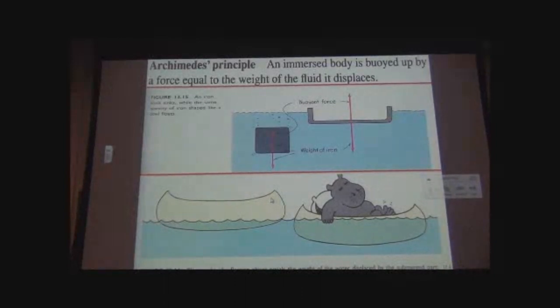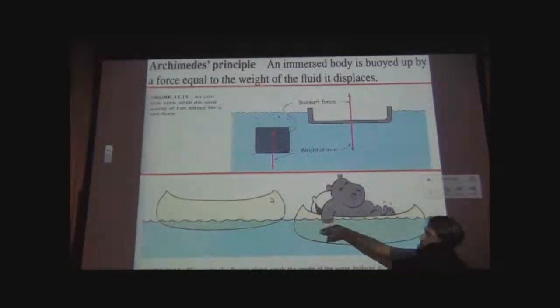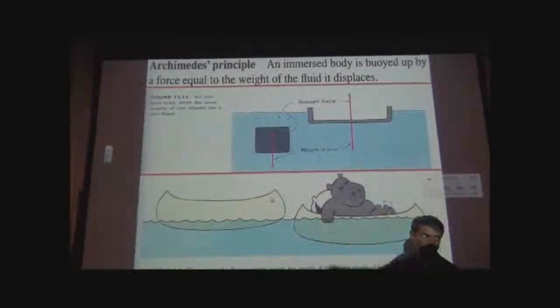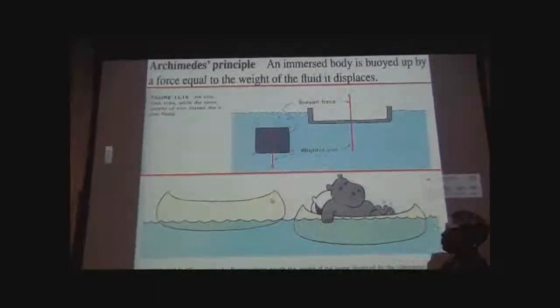cause the canoe to sink deeper, right? So notice that there's much more water displaced. So the total water displaced has a weight that's now equal to that of the boat plus the feather pillow plus the hippopotamus. That's why it's sinking deeper. Now if there is a hole in the boat, what happens?